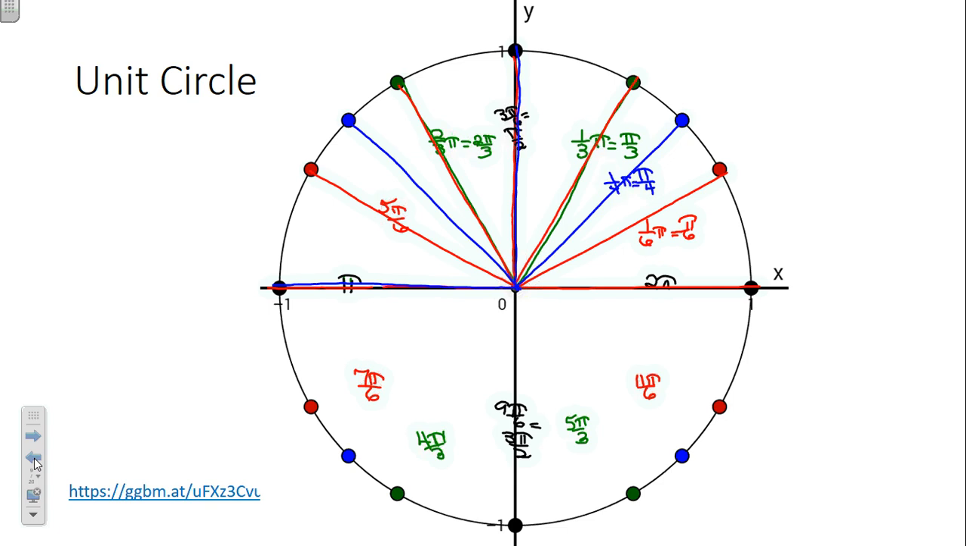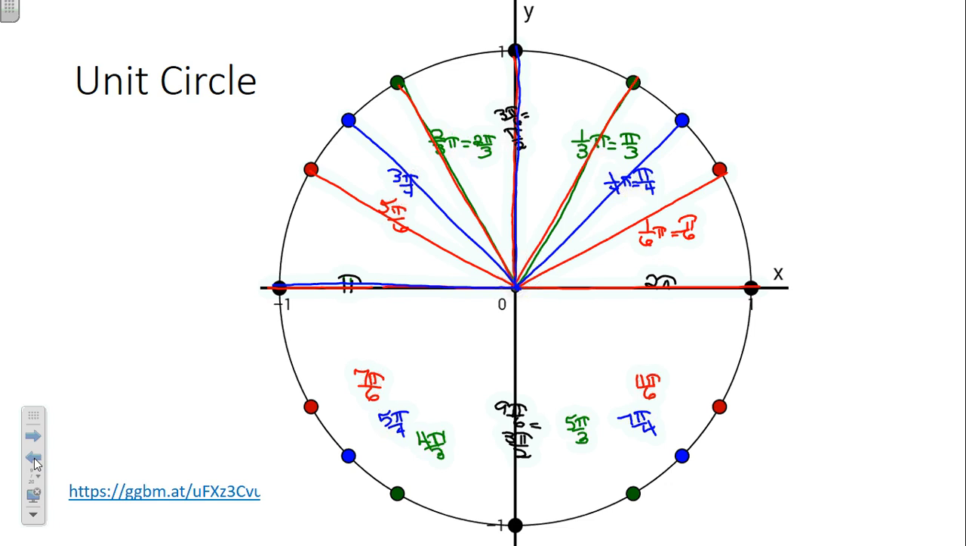This one's going to be 2 pi over 4, or pi over 2. Then 3 pi over 4. 4 pi over 4, which is pi. 5 pi over 4. 6 pi over 4, or 3 pi over 2. 7 pi over 4, 8 pi over 4, 2 pi.